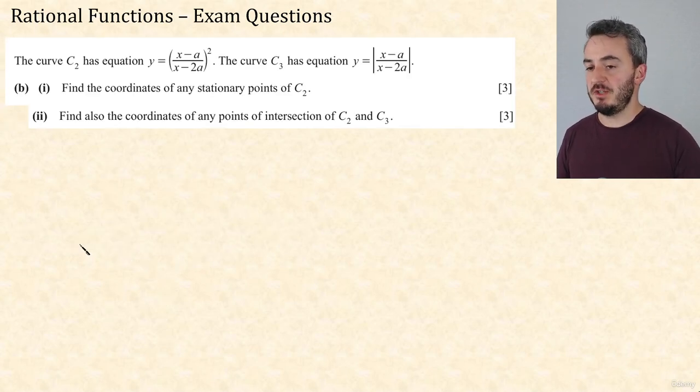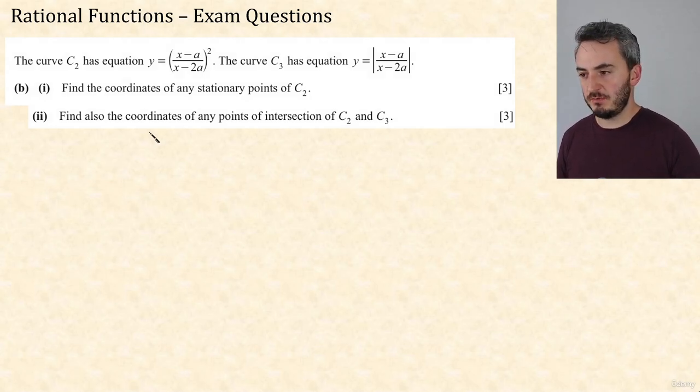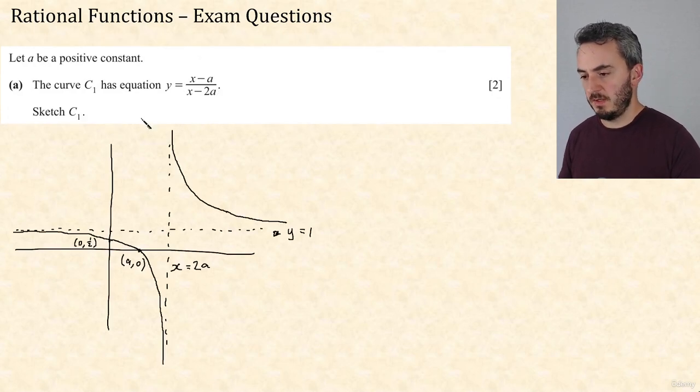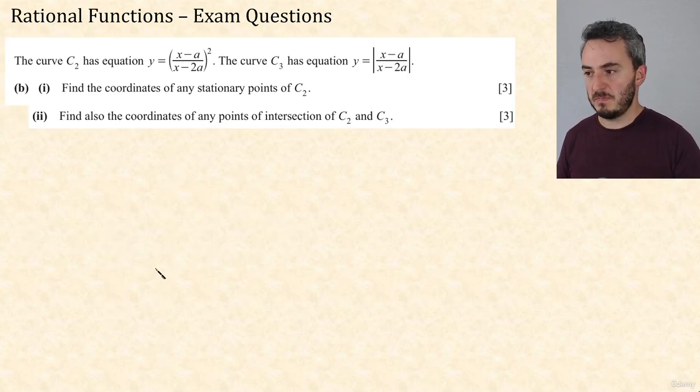The curve C2 has equation, well, that's just our old equation squared, and the curve C3 has equation modulus of our original one. Find the coordinates of any stationary point of C2. Okay, so where are we going to find stationary points? Well, it's not going to be anywhere along here, because anywhere where it's decreasing and positive, it's going to stay decreasing and positive if you square it all. But over here, it's a little bit hard to say. I think we're just going to have to use differentiation. It's 3 marks, so that's probably what we need to do.